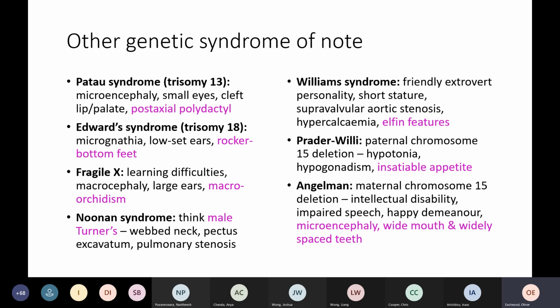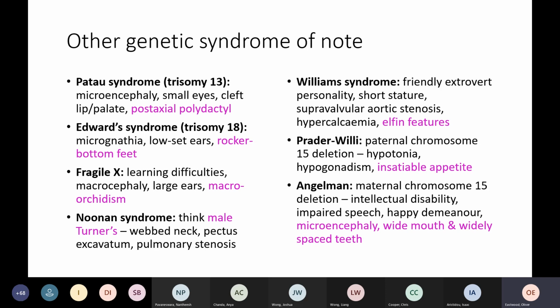We've just gone through Williams syndrome, and Prader-Willi and Angelman they really like to ask about, because they're an example of what's called uniparental disomy. This is where you get two copies of the chromosome, or a part of the chromosome, from one parent and none from the other. So the paternal chromosome is deleted in Prader-Willi, and the maternal one in Angelman.